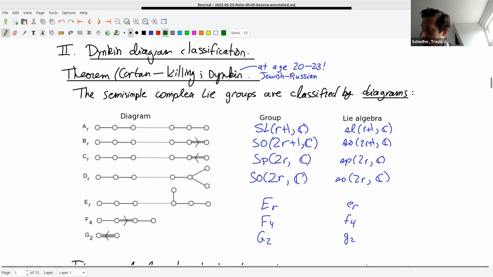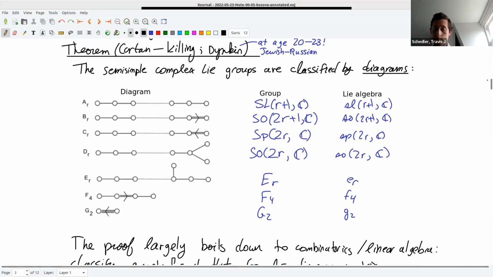So there's a theorem of Cartan and Killing, which was then reinterpreted in terms of diagrams by Eugene Dynkin at the age of 20 to 23. He was given this problem by Gelfand. He's a Jewish-Russian mathematician. So really young, he came up with this amazing result, which was taking something which Bertram Kostant later described as kind of an obscure result in mathematics and really boiling it down to something that everybody could understand. So he showed that all the simple complex Lie groups are classified by some diagrams.